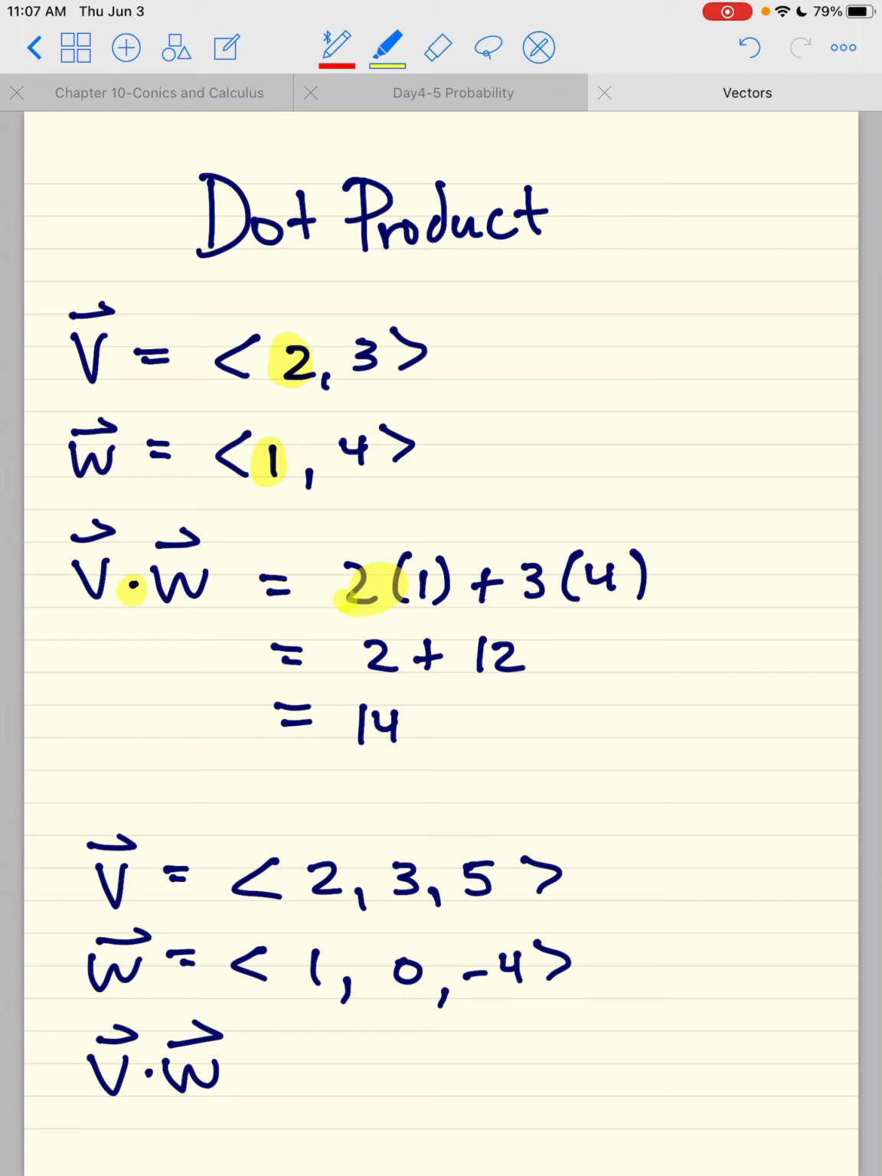2 times 1, that's 2. 3 times 4 is 12. 2 plus 12 is 14. That's pretty much how to do it. Well, what happens if we have a vector in 3 dimensions?